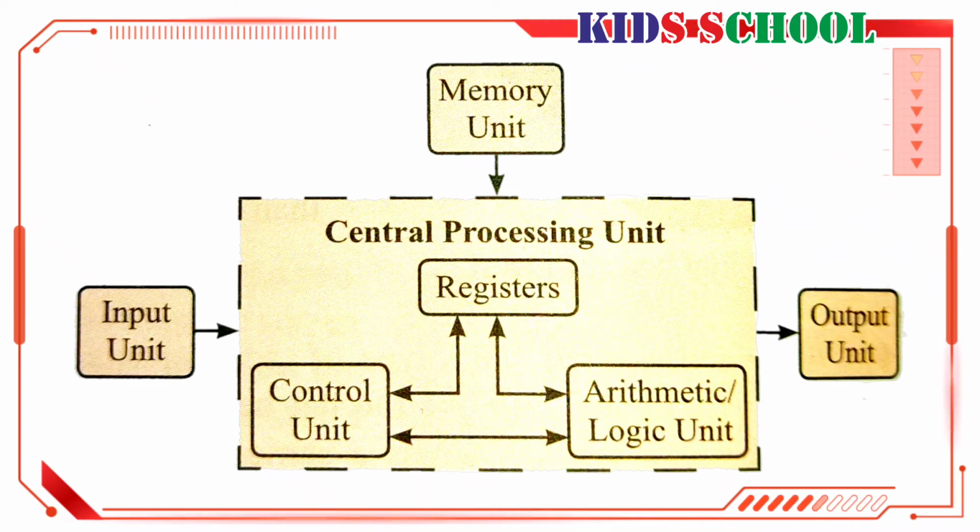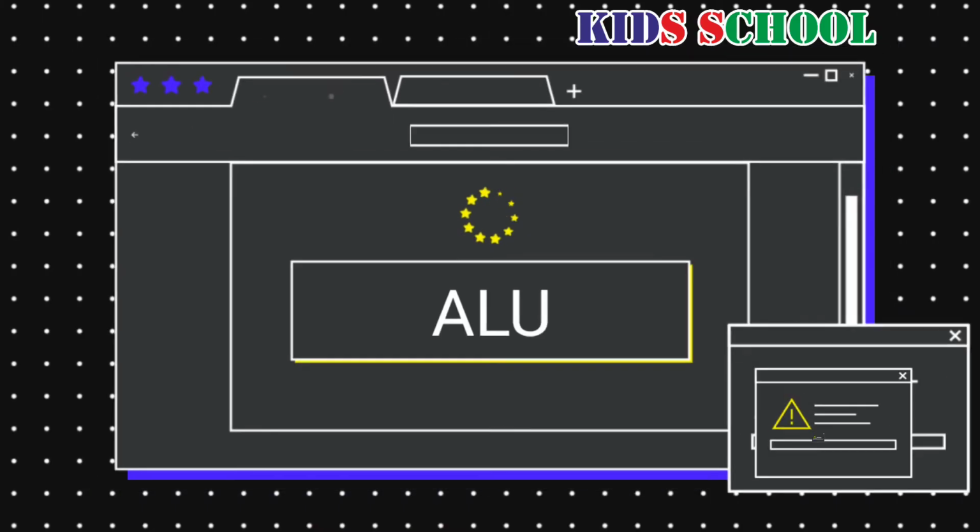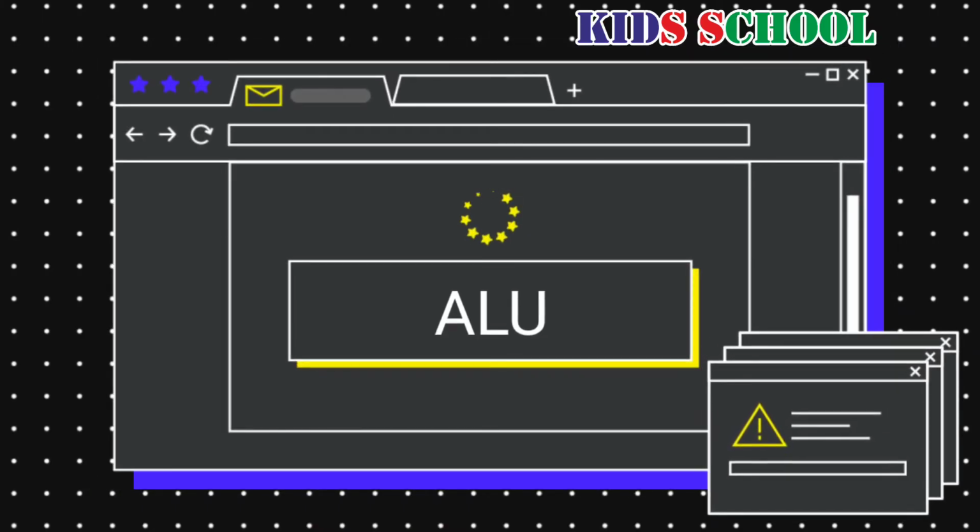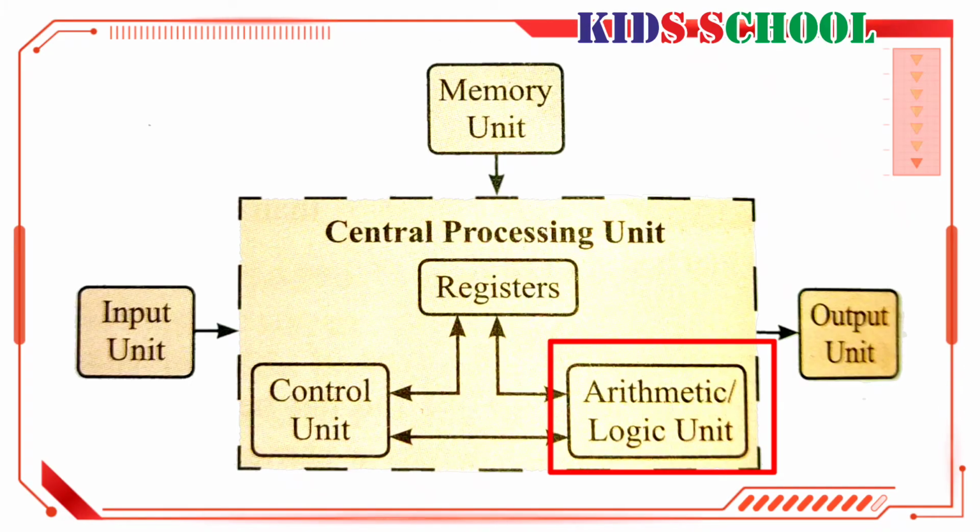The CPU consists of three main parts, namely the arithmetic logic unit, registers and the control unit. All these parts work together to process the data. Arithmetic Logic Unit, ALU. The ALU handles all the mathematical calculations and logical comparisons such as addition, subtraction, less than, equal to, etc., which are to be performed on the data.